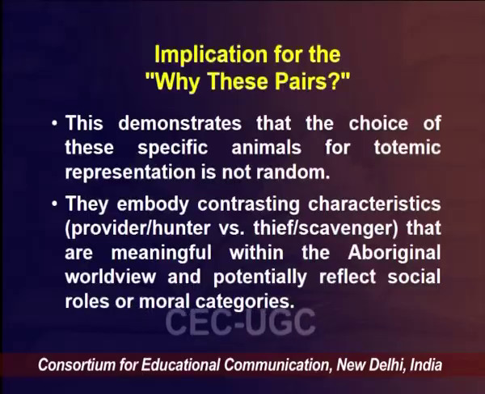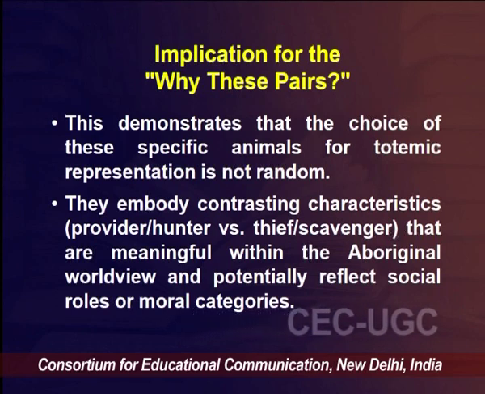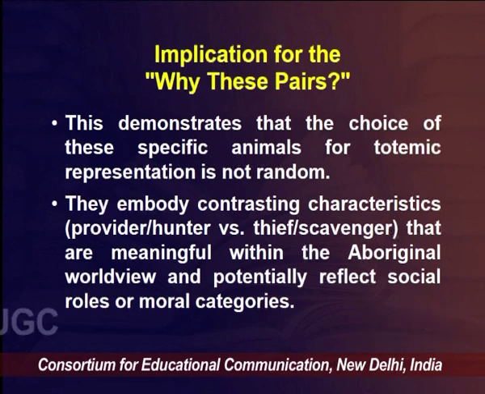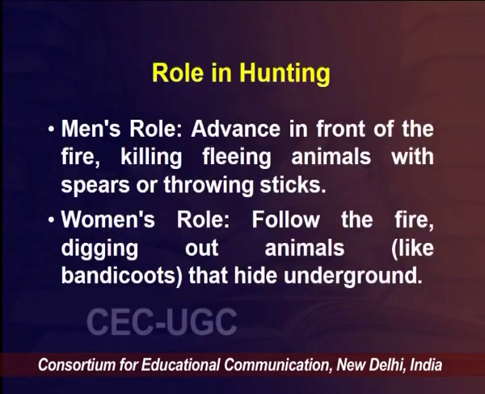So, this analogy is basically a way to understand indirectly how the social network of relationships is maintained between two opposing groups. Now, this demonstrates the choice of these specific animals for totemic representation is not random. They embody contrasting characteristics, provider hunter versus thief and scavenger, that are meaningful within the aboriginal worldview and potentially reflect social roles or moral categories.